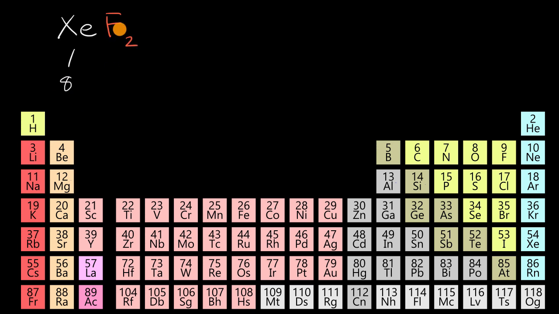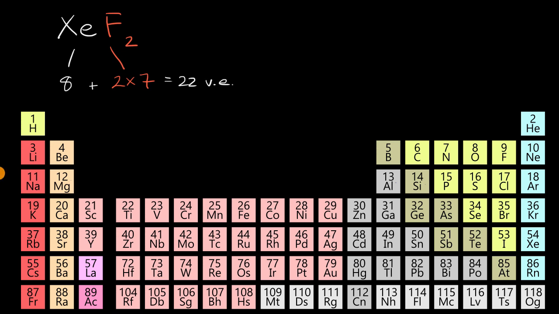And then fluorine, we have looked at fluorine multiple times. We know that it has 7 valence electrons. 1, 2, 3, 4, 5, 6, 7 in that 2nd shell. And we have 2 of these fluorines, so 2 times 7. And then this gives us a total of 8 plus 14 valence electrons, which gets us to 22 valence electrons in total.